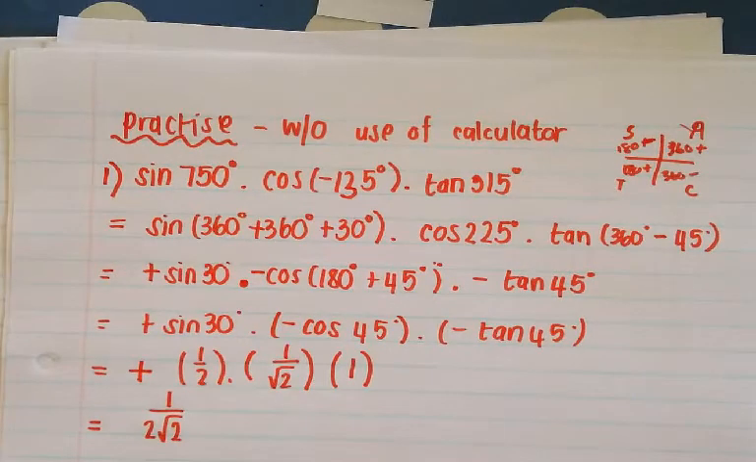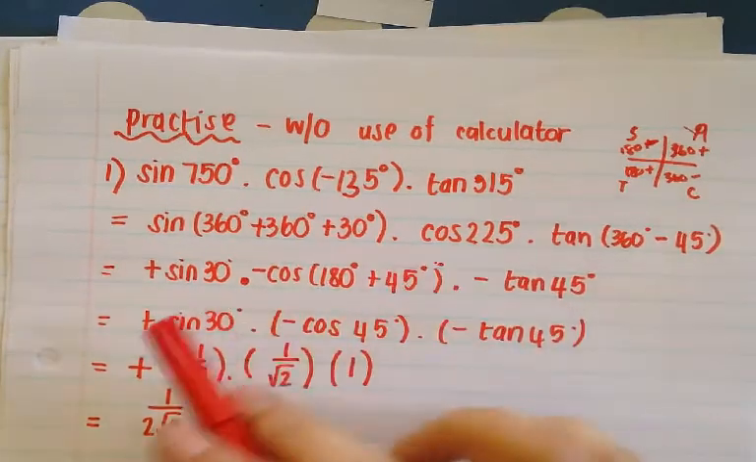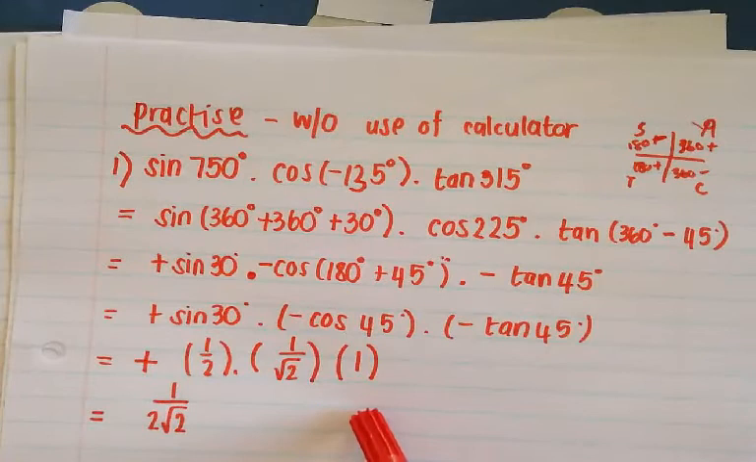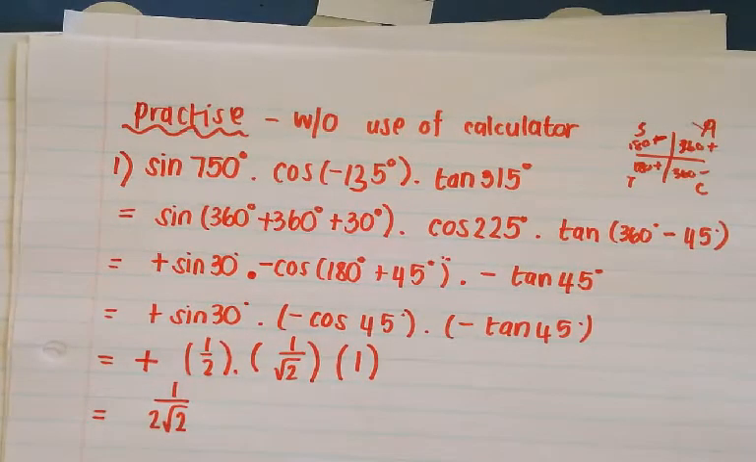And this could be up to 5-6 marks just for that. So you're marking every reduction, you're marking every sign, you're marking the change of the special angles, and you're marking the final answer. So it's a lot of marks.